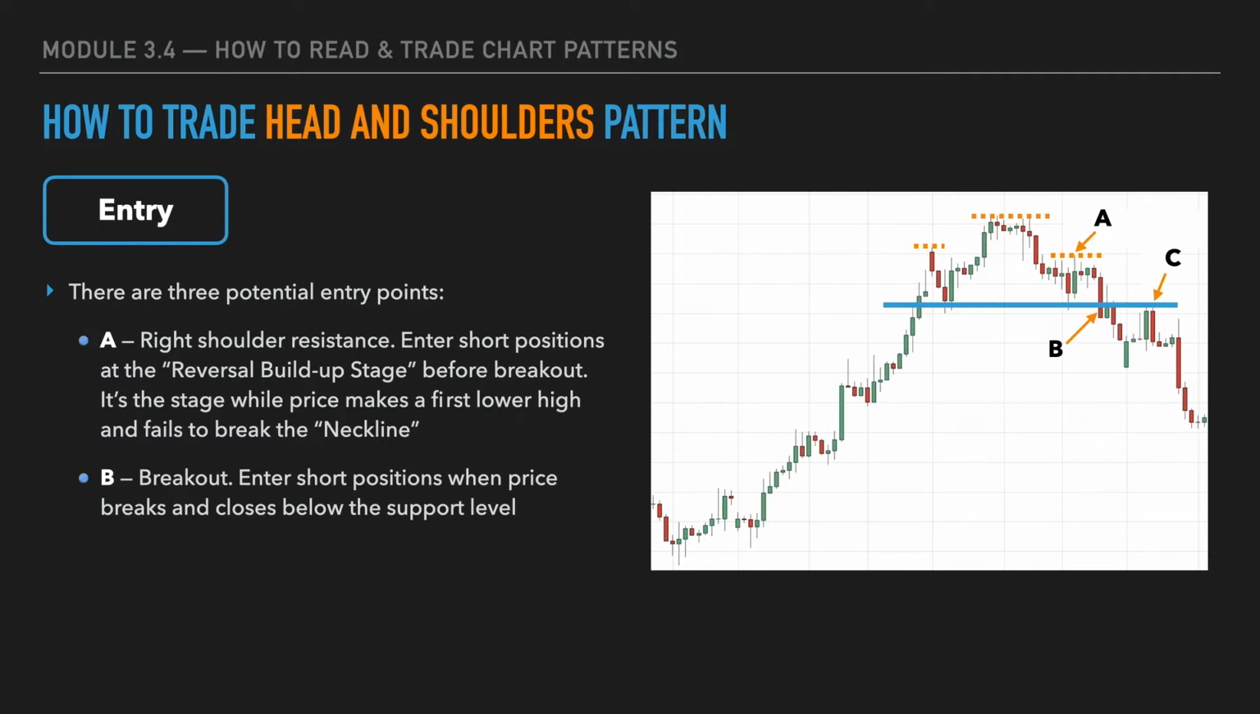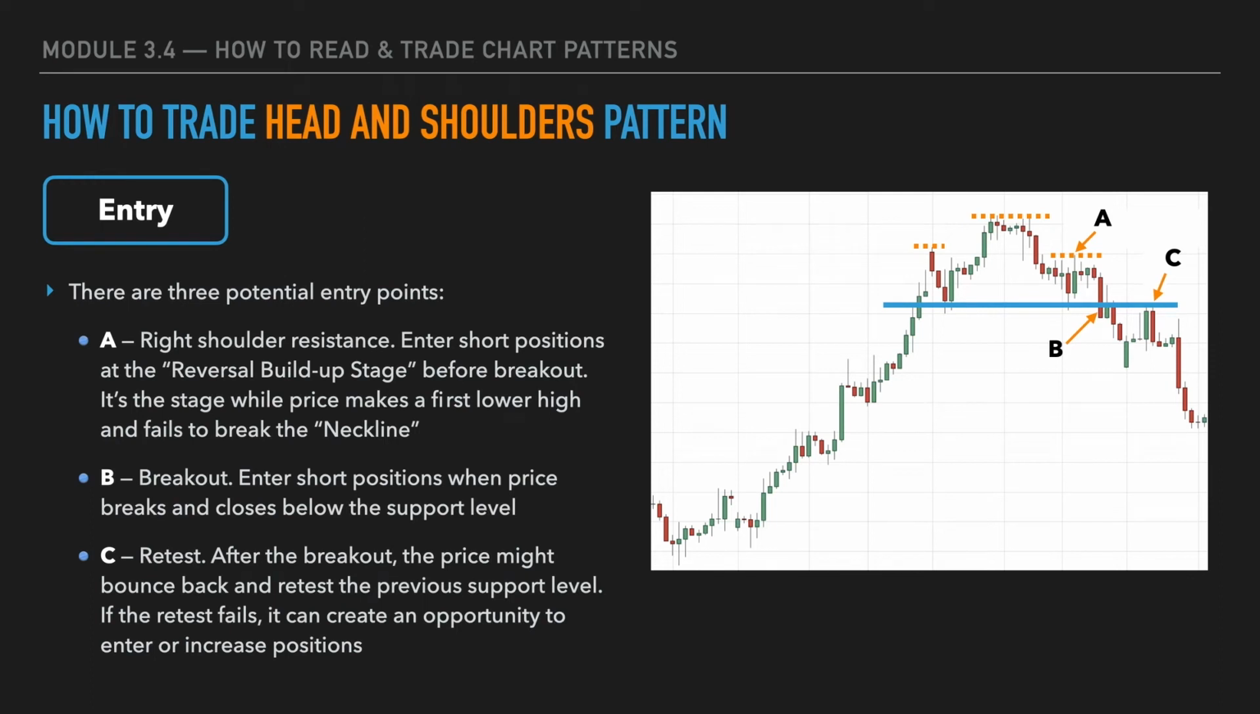Next, entry B is the breakout point. You enter your short position when the price breaks and closes below the support line, where the blue line is in this chart. The third entry point, we call it the retest entry point. After the breakout, the price might bounce back and then retest the previous support level. As we know, whenever a support is violated, it will become a potential resistance, and that will give you a very good chance to enter the trade.